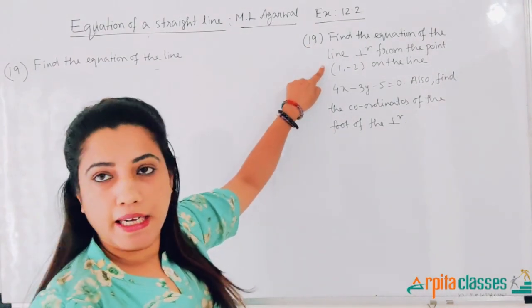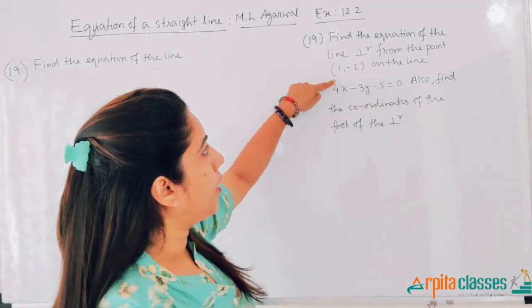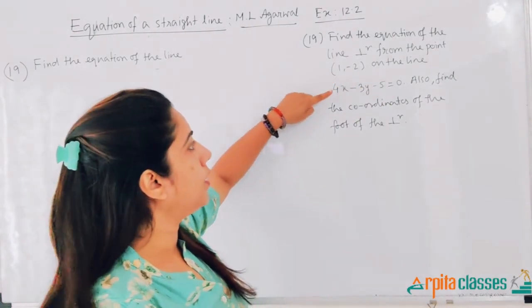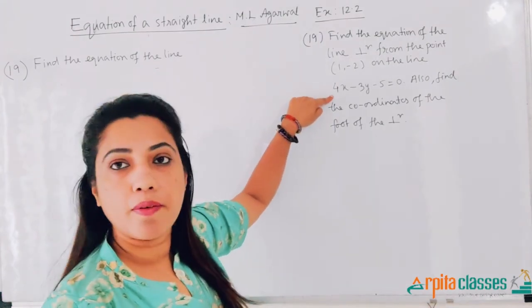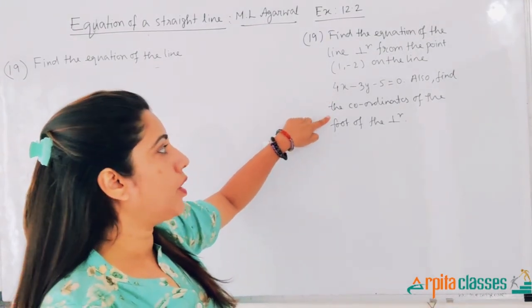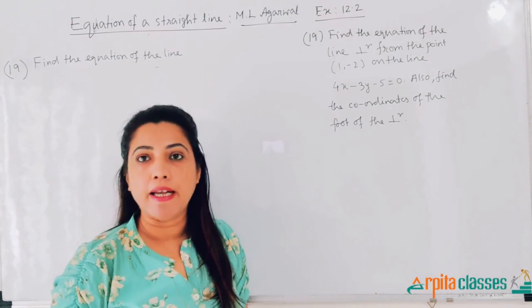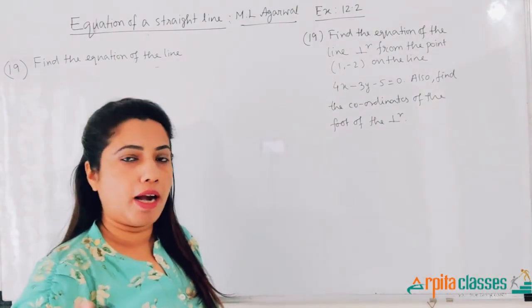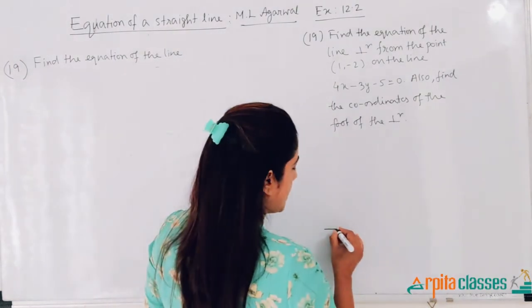Find the equation of the line perpendicular from the point (1, -2) on the line 4x - 3y - 5 = 0. Also find the coordinates of the foot of the perpendicular. Let us draw a rough diagram and understand what they say.